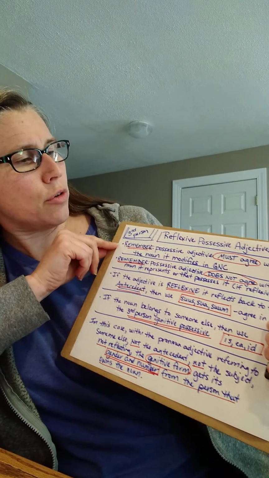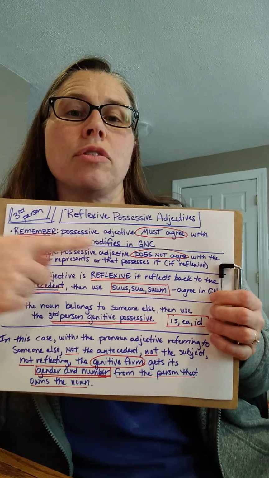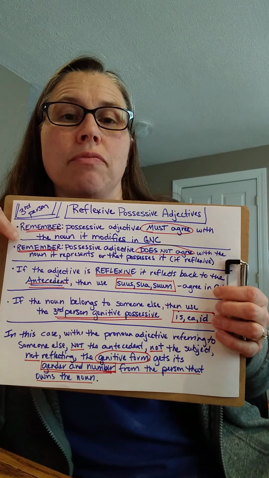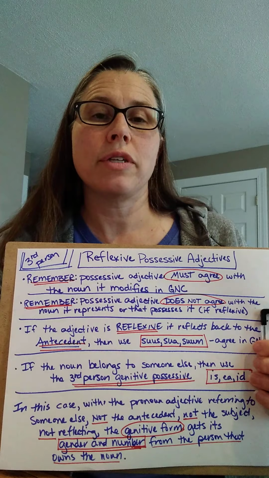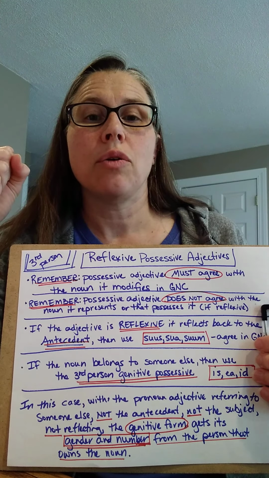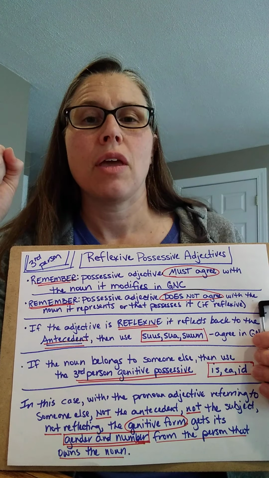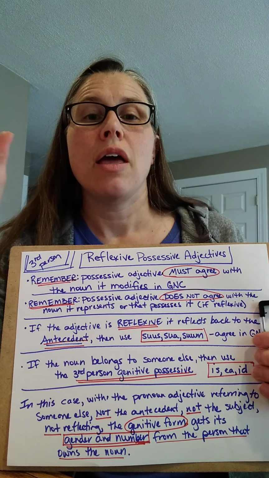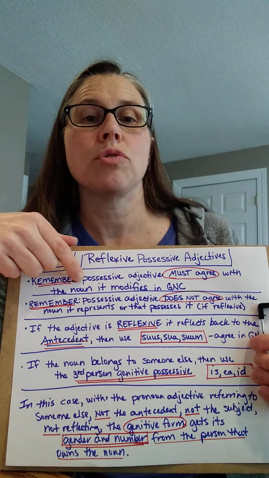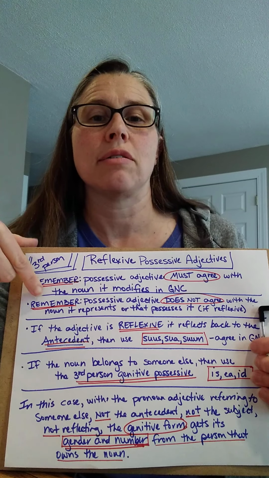Okay, this is third person, and we're talking specifically about possessive adjectives in the third person and reflexive adjectives in the third person. First of all, you always have to remember when dealing with adjectives, adjectives must agree with the noun they are modifying in G and C. That's any adjective. That's the same with possessive adjectives. Possessive adjectives must also agree with the noun they are modifying in G and C.